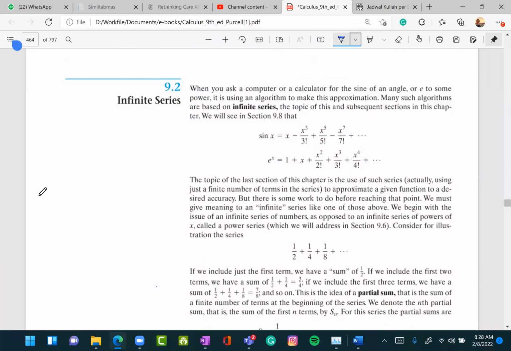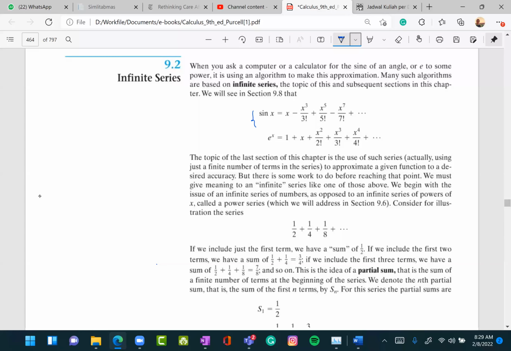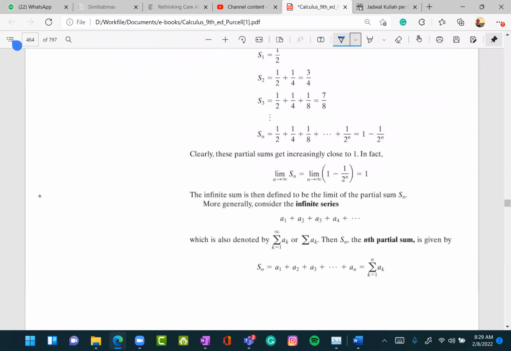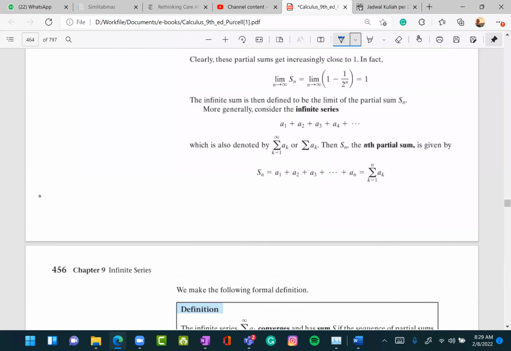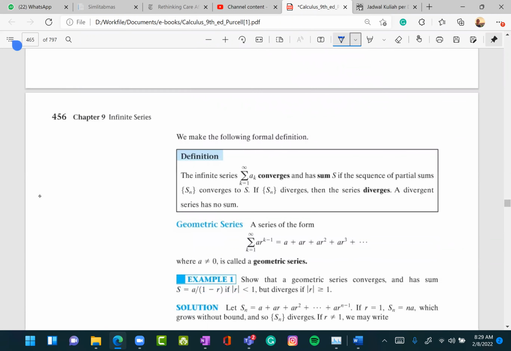Okay, later on we will do something like this. We can express sine x as a sequence. Exponential is a sequence. Okay, so that's the idea. So these are the partial sums. This is the definition of the convergence of an infinite series.